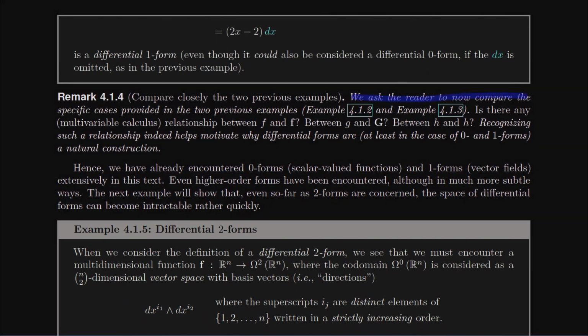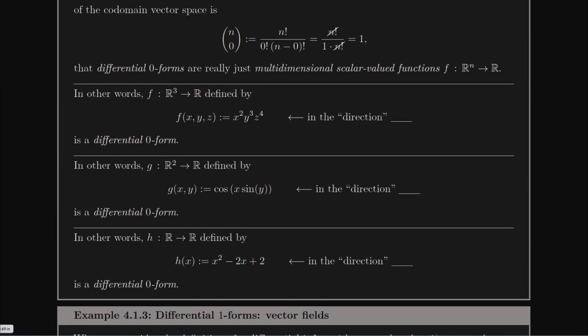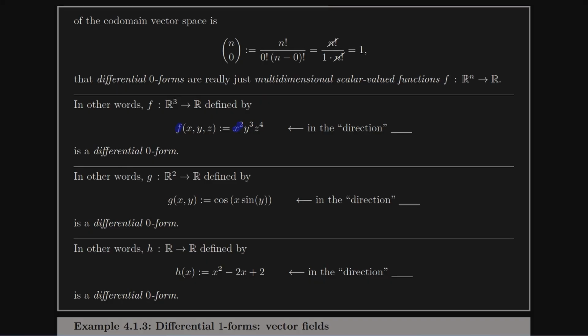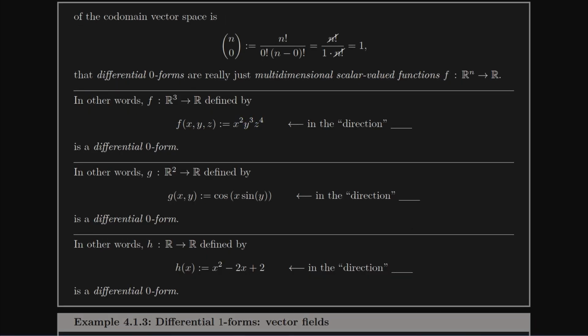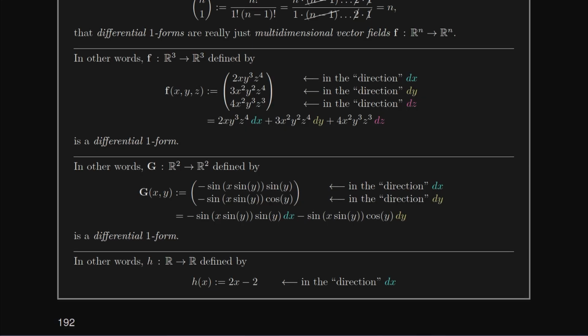So I'm going to ask you to now compare the specific cases provided in the two previous examples. Is there any relationship between f and bold f, g and bold g, h and my second h? Let's look again. Here f is an unbolded f, x squared y cubed z to the 4th. And the one that I've shown you, I didn't choose this out of nowhere. I chose this problem to be exactly partial x of the earlier f. And then this entry is exactly partial y of the earlier f. And then this third entry is exactly partial z of the earlier f.